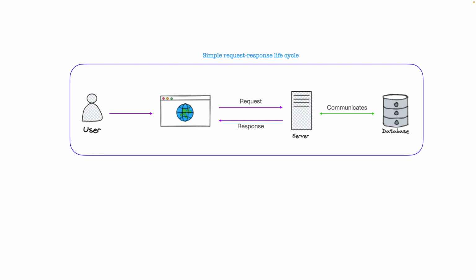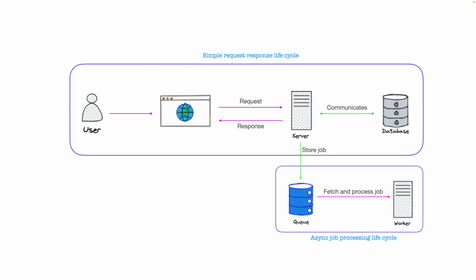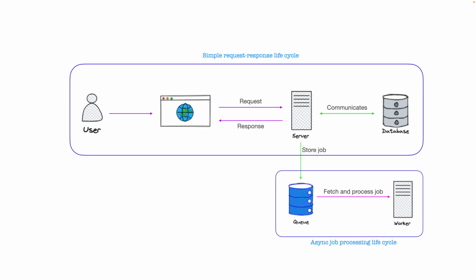But in some cases, we need to process some data which might take time. So we don't process it in the same request response lifecycle, so the user doesn't need to wait for a long time and it doesn't give them a bad user experience. So in that case, what we do is store the job or the task in a queue and process it later by the worker. And this happens under a separate lifecycle, not the same request response lifecycle created by the user.